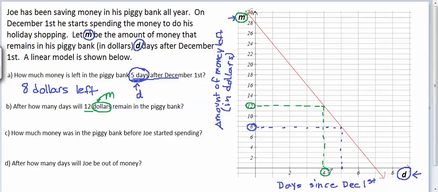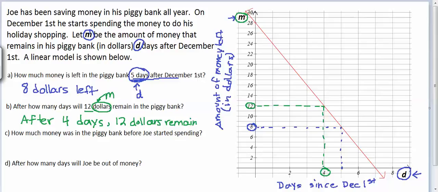What does that 4 represent? It represents 4 days since December 1st. So after how many days will $12 remain? After 4 days. And a really good answer would say after 4 days, $12 remain.